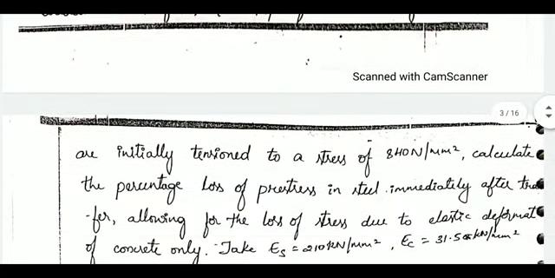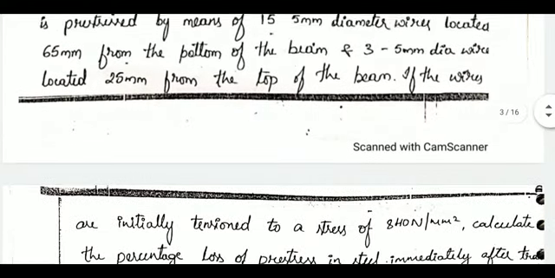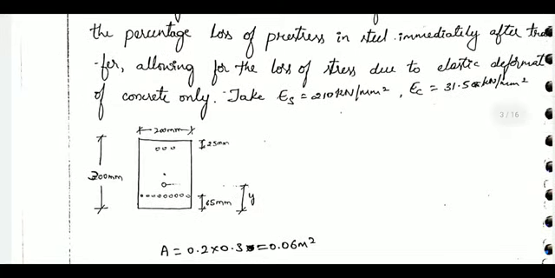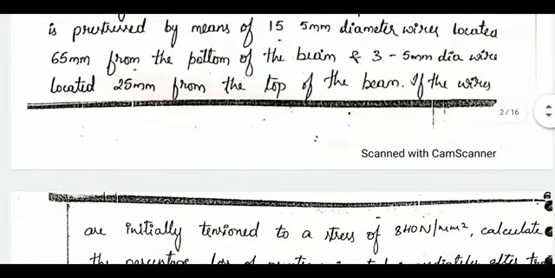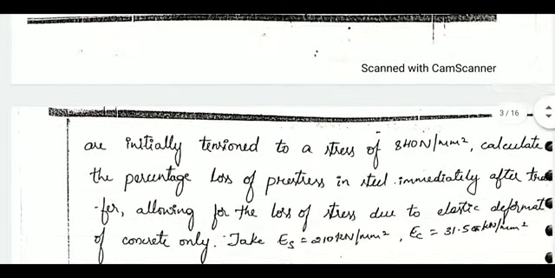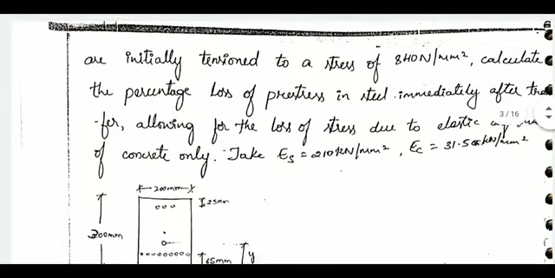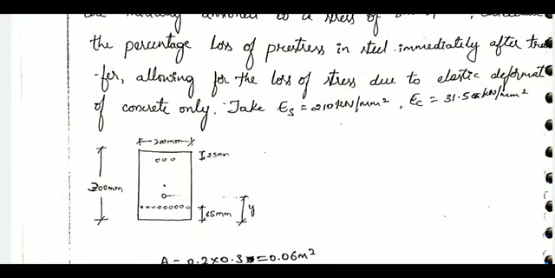So here we have the cross section of the beam, and read the question carefully. He has given 15 number of 5 mm diameter wires located at 65 mm from the bottom of the beam. So at the bottom we have 15 number of wires, and 3 number of 5 mm diameter wires located at 25 mm from the top of the beam. So you can see at the top we have 3 wires and at the bottom we have 15 wires.